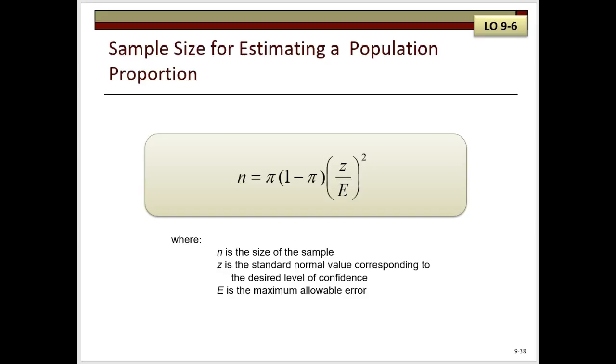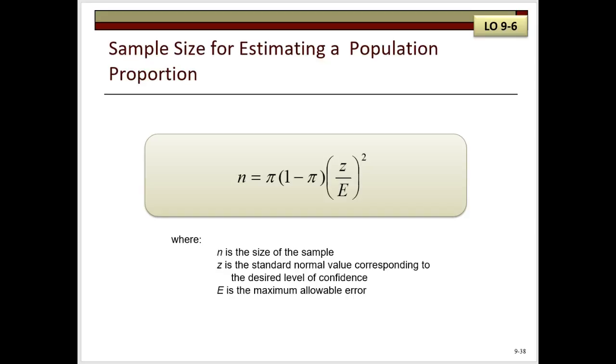The formula to determine the sample size for estimating a population proportion, similar to the formula for estimating a population mean, is also comprised of three components, namely the variance of the population, the confidence level, and the maximum allowable error. The confidence level expressed by the z-value and the margin of error E are established by the investigator.